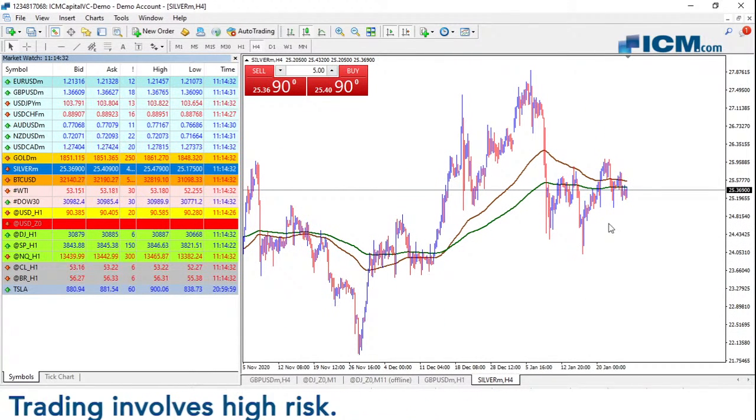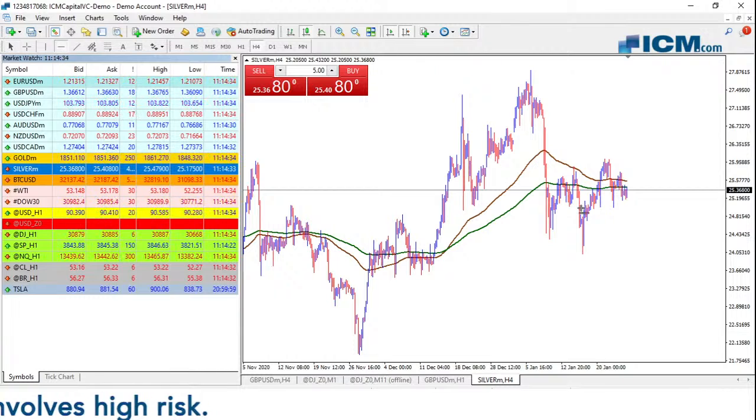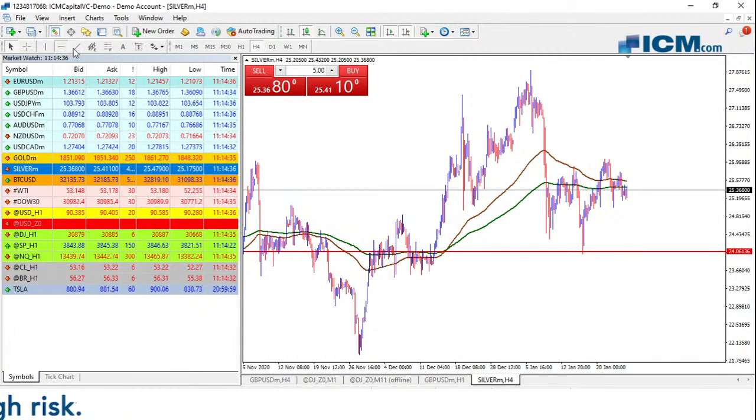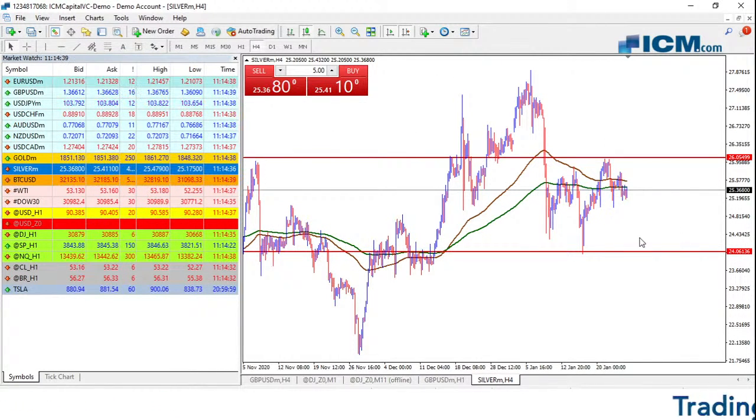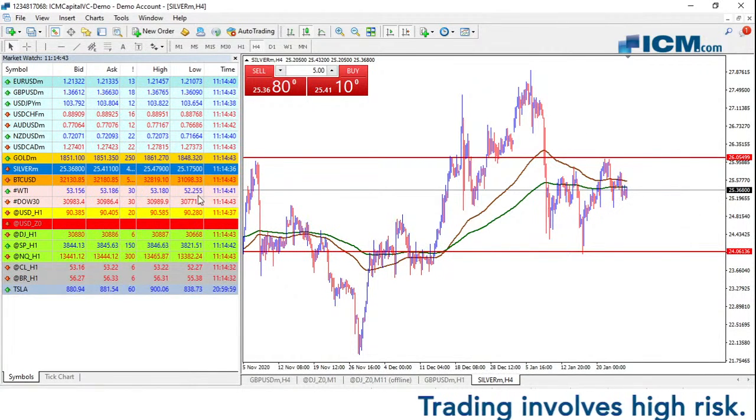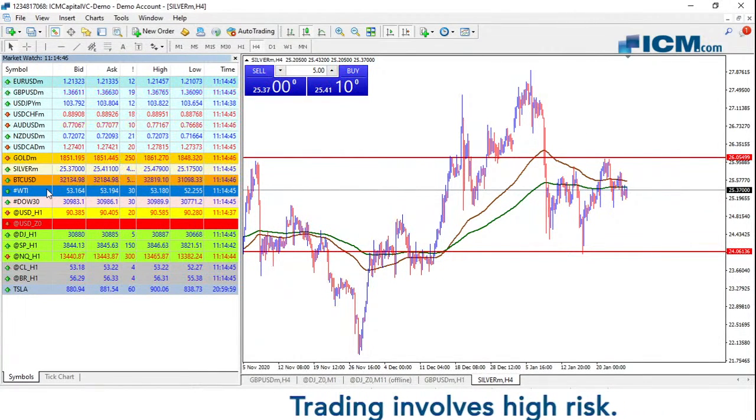Silver prices show a similar formation to what we're witnessing on gold. The range is narrowing a little bit, so we're stuck between $26 and $24, and a breakout of this range could lead to a directional move.